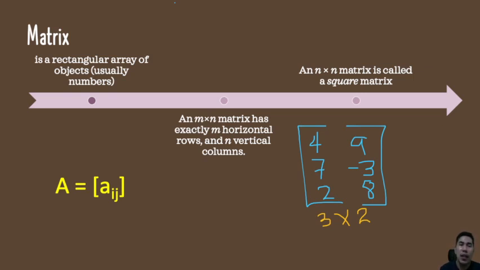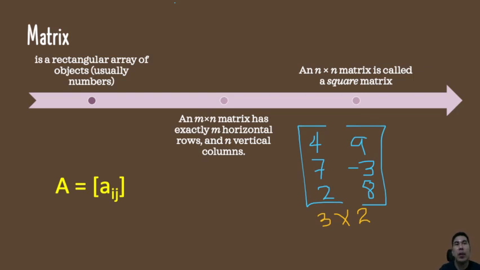So this one right here, we have A is equal to A subscript ij. This is a shorthand notation often used when we want to specify how the elements are to be represented, where the first subscript i denotes the row number, and the j subscript denotes the column number of the entry A subscript i j.